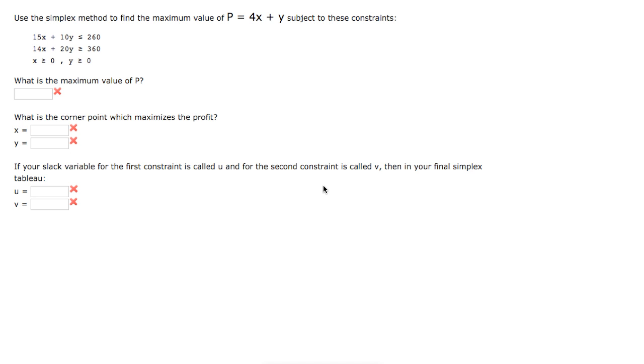This is a simplex method question. It's a maximization problem with two variables, x and y. You can see we have these two constraints plus the usual non-negative constraints. It's non-standard because one of the constraints is not a less than or equal type constraint. So that's what makes it a non-standard problem. So we're going to solve this with the simplex method.